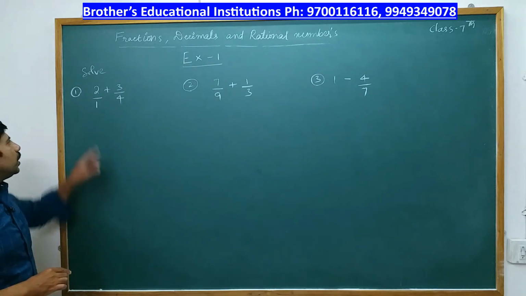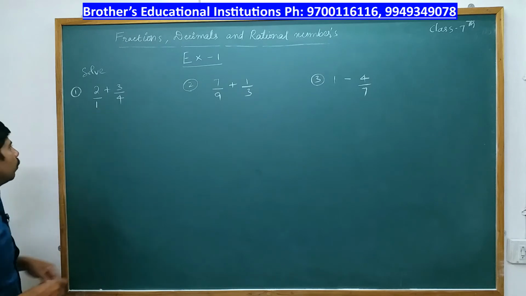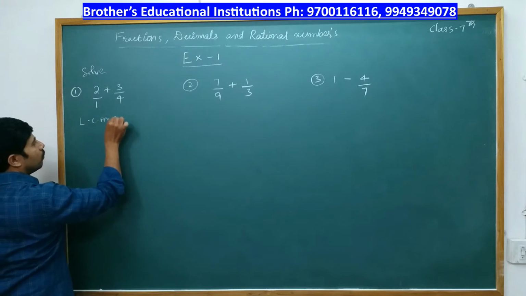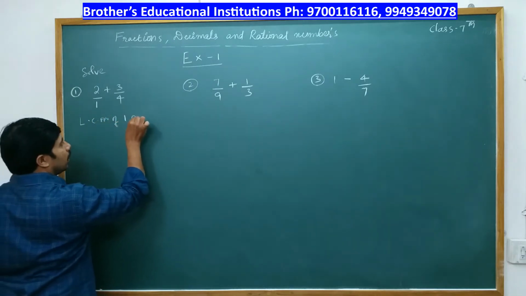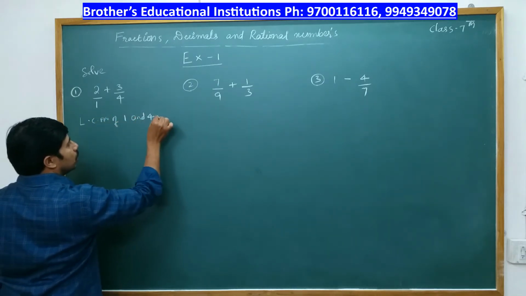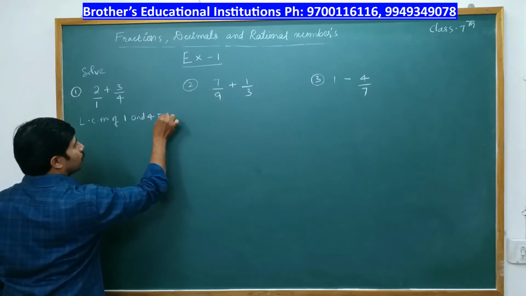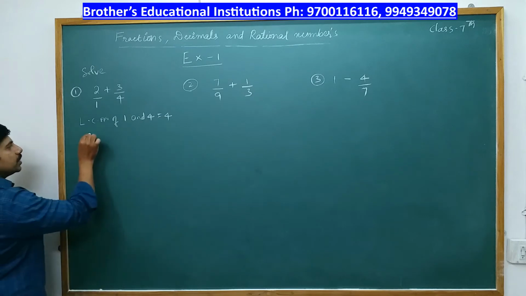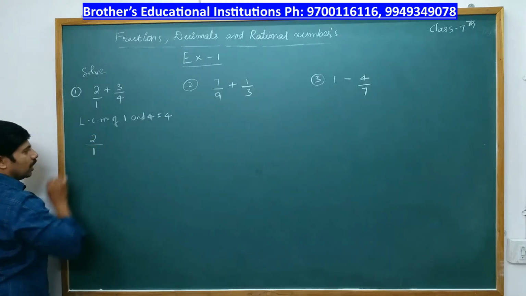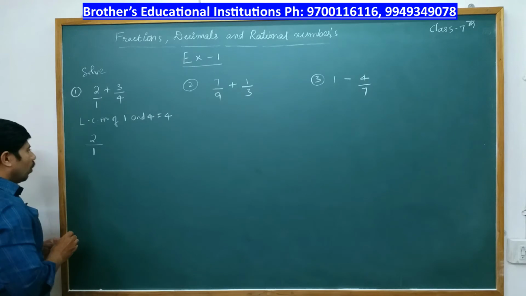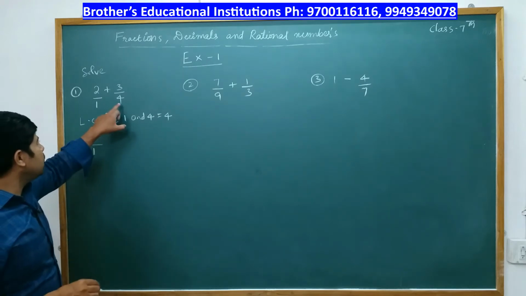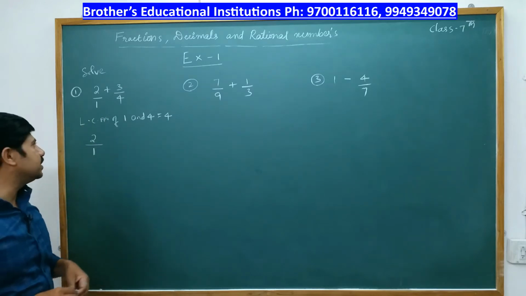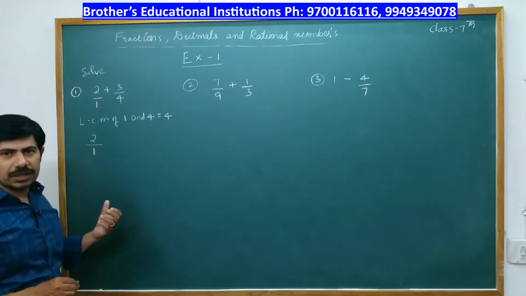So now we need to take LCM of 1 and 4. So what is LCM of 1 and 4? It is 4. So what I do is I take 2 by 1. Always see that we get equal denominators. Now here the denominators are different. That is the reason I am taking LCM. So LCM of 1 and 4 is nothing but 4.